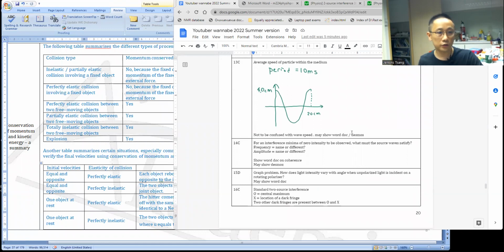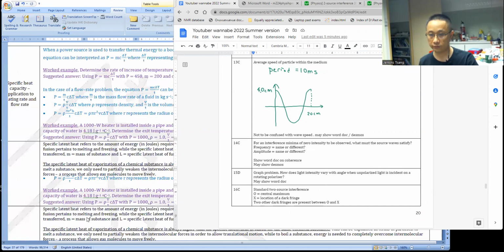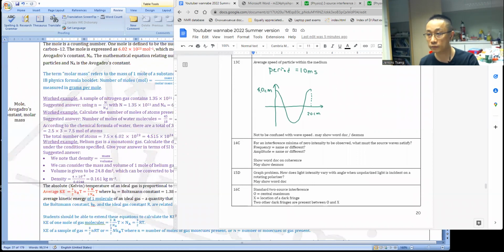Now, question 30 is a tricky wave question. A wave of period 10 milliseconds is traveling through a medium, and the graph shows the variation of the particle displacement with distance for the wave. The question asks for the average speed of a particle in the medium during one cycle. And a lot of students will just confuse this with the speed of the wave itself.